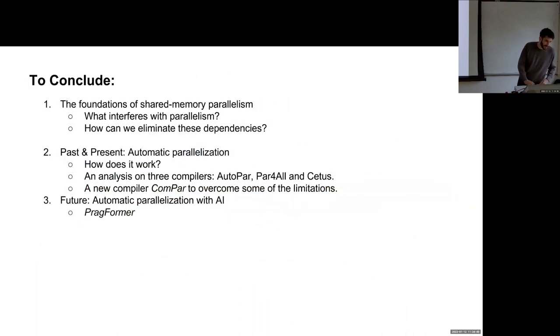So to conclude, I presented to you the foundations of shared memory parallelization, what actually interferes, the data dependencies, and how we can transform and eliminate them. Then we talked about the past, present, and future of automatic parallelization, with the past and present being the source-to-source compilers, and their pitfalls and limitations. And the future, which is an automatic parallelization advisor with AI, which is performant.